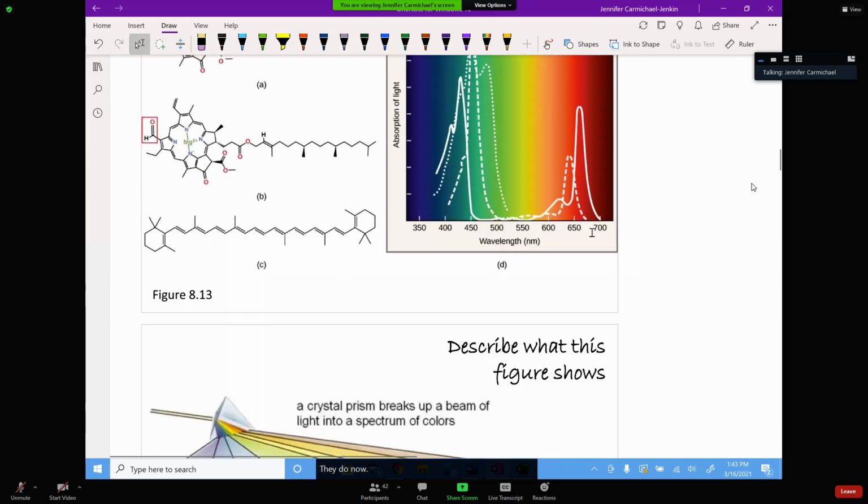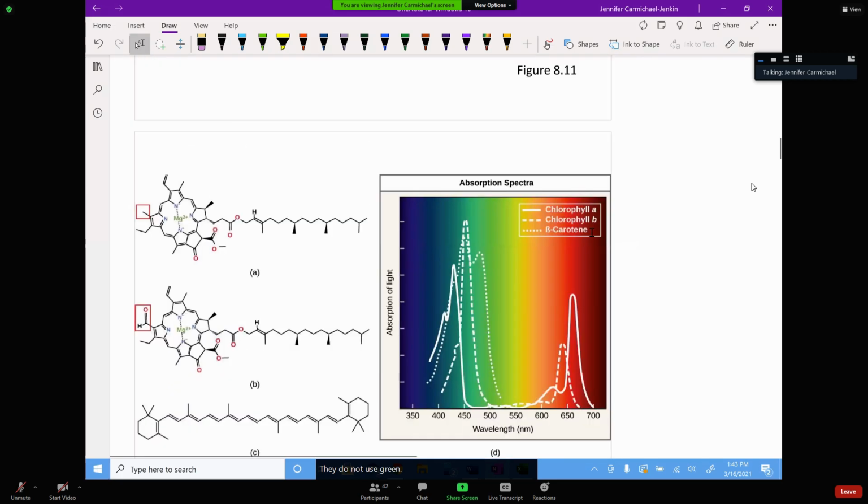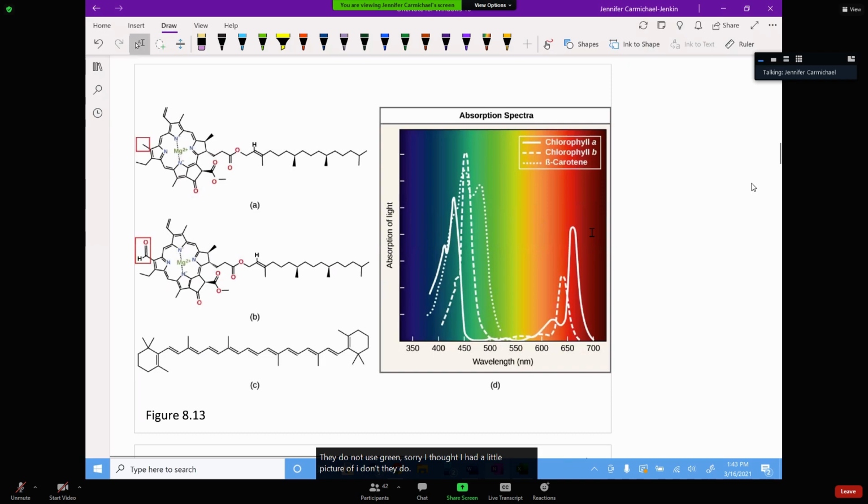They do not use green. Sorry, I thought I had a little picture of it. I don't. They do not use green. Green is reflected. That's why my plant, which you can't see in the camera, my plant right here is green. Your plants are green. Most plants are green because they evolved from the same ancestor. Now there is variation of that. We have berries, red peppers, eggplants. We'll talk about that towards the end of today or maybe on Thursday, what those pigments do. They're not photosynthetic pigments though.